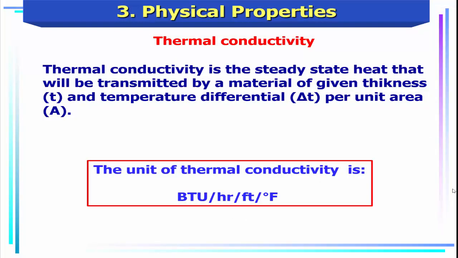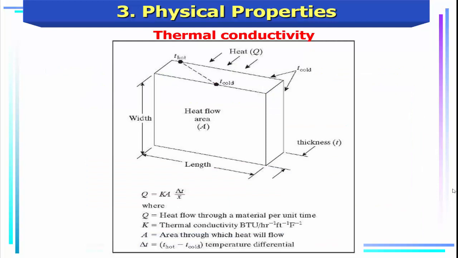So it is the steady state heat that will be transmitted by a material of given thickness and temperature differential per unit area. These are the units. So we have the Q, this is the equation of thermal conductivity. Q is the heat flow through material per unit time, K is the thermal conductivity, A is the area through which heat will flow, and delta T is T hot minus T cold, the temperature differential.